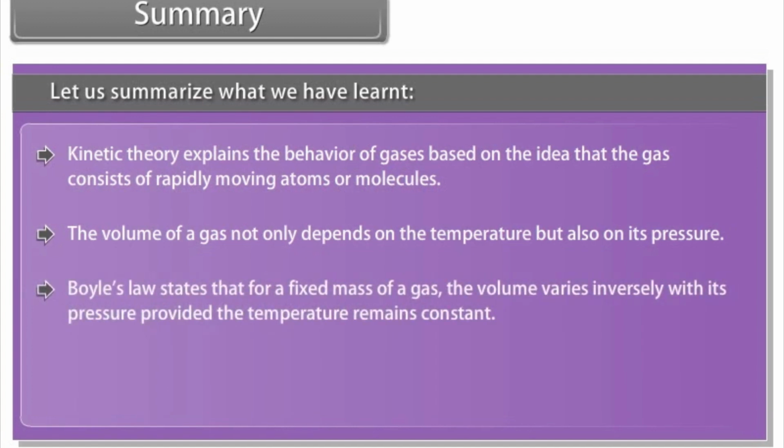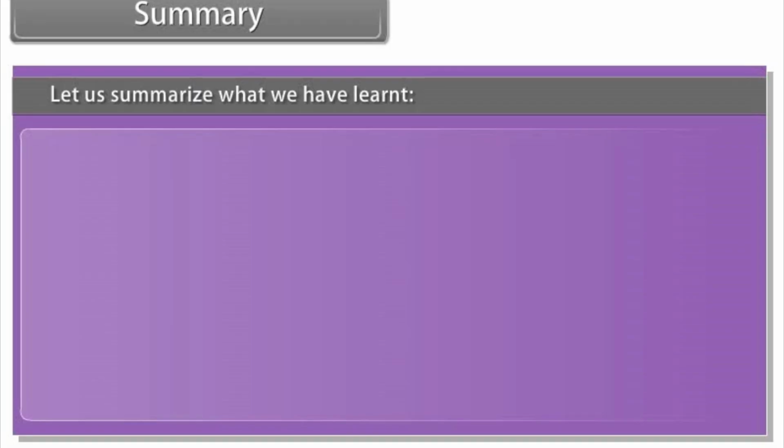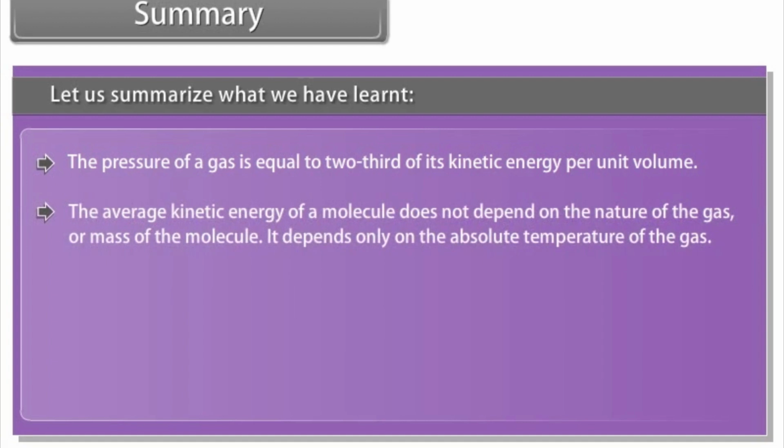Boyle's law states that for a fixed mass of a gas, the volume varies inversely with its pressure provided the temperature remains constant. Charles' law states that the volume of a gas changes by gamma p of its volume at 0 degrees centigrade for each 1 degree centigrade temperature change, provided the pressure remains constant. The pressure of a gas is equal to 2/3 of its kinetic energy per unit volume. The average kinetic energy of a molecule does not depend on the nature of the gas or mass of the molecule. It depends only on the absolute temperature of the gas.